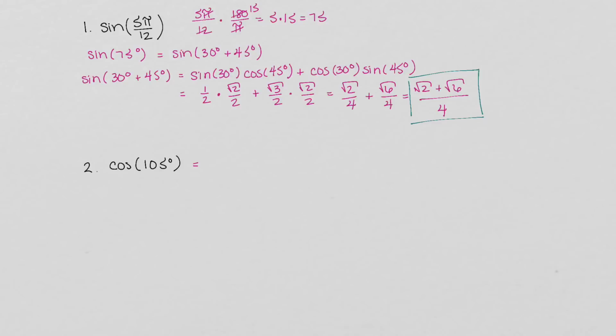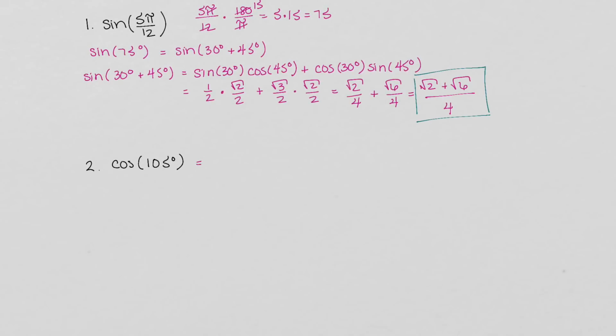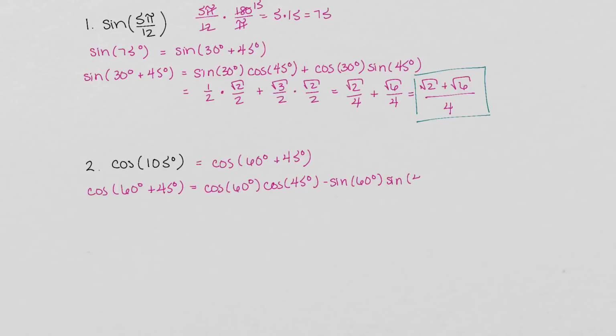So I can write 105 degrees as cosine of 60 degrees plus 45 degrees. And so I can use the sum identity for cosine to find the cosine of 105 degrees. So cosine of 60 degrees plus 45 degrees is equal to cosine of 60 degrees cosine of 45 degrees minus sine of 60 degrees sine of 45 degrees.